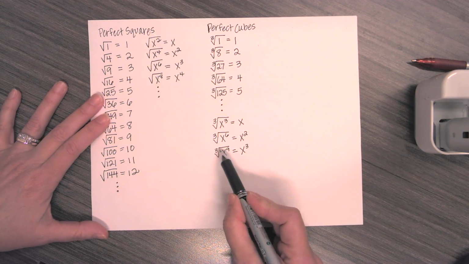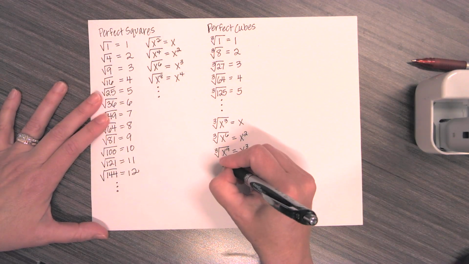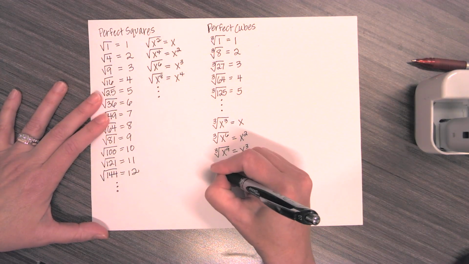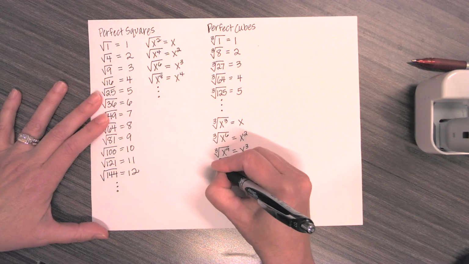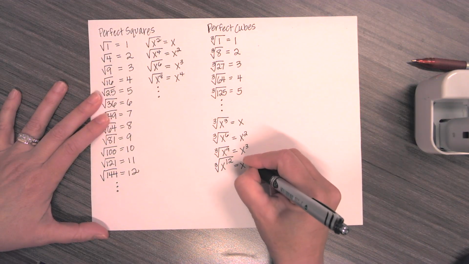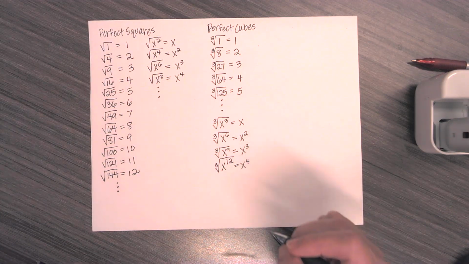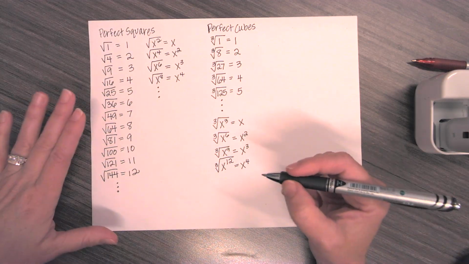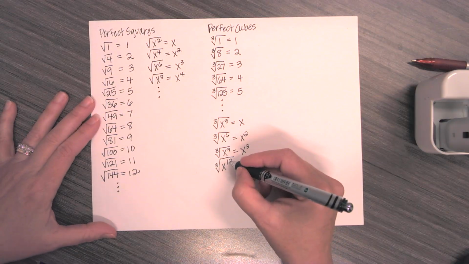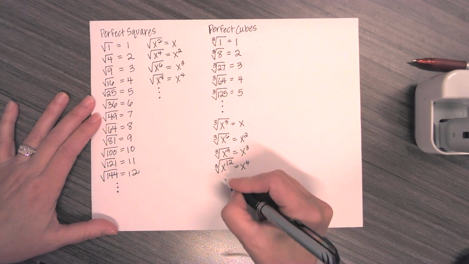Also, 9 divided by 3 is 3. All right, we'll do one more so you can see the pattern. The cube root of x to the 12th would be x to the 4th. X to the 4th times x to the 4th times x to the 4th. You would add 4 plus 4 plus 4, and that would give you 12. Also notice 12 divided by 3 is 4.